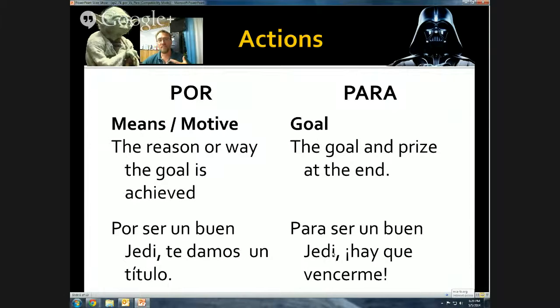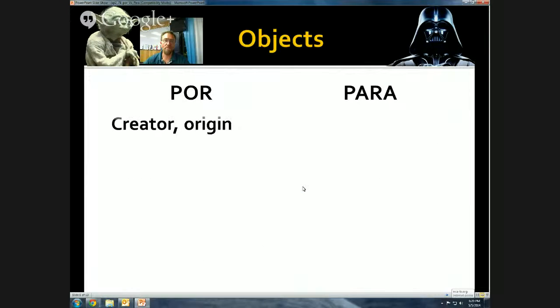So you have a difference of if you want to be a good Jedi, I'm sorry, because you are a good Jedi, then we're giving you this title. That means you've done this activity, and having gone through this activity, we're going to give you this title on top. Versus if you want to be a good Jedi, you're not one yet. You have to defeat me. So there's a different perspective as far as these actions go.